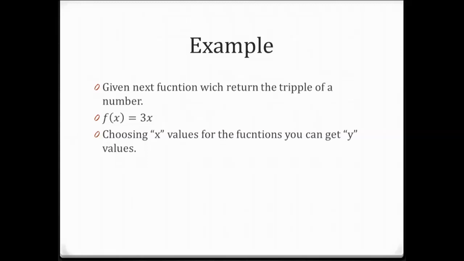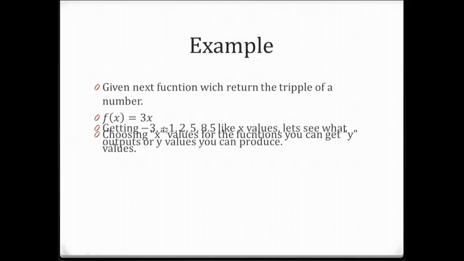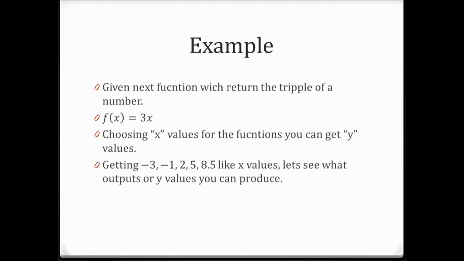Of course, if you're clear that the function returns the triple of a number, you will know that if you choose 7, then you're going to have 3 times 7, which is 21. So the function is very simple. I'm going to choose these values as x values: negative 3, negative 1, 2, 5, and 8.5. Let's see what outputs, or y values, you get as results. Of course, you can get the triple of each of these numbers very quickly, and this is what we're going to do right now.